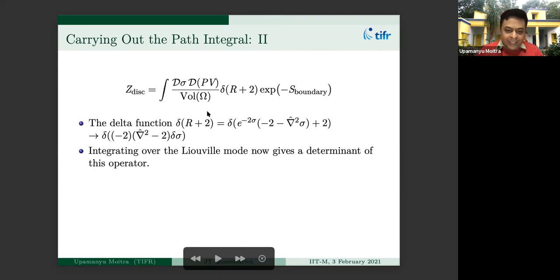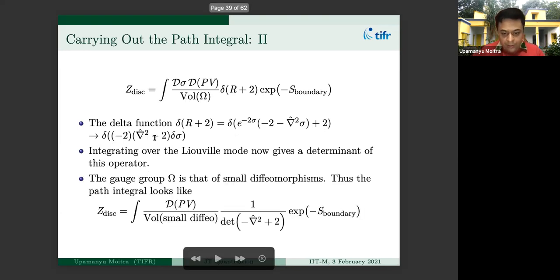And in terms of the Liouville mode, the argument of the delta function looks like this. And if we linearize it around sigma equals 0, we get something of this form with this del hat square minus 2 delta sigma. And now when we integrate over the Liouville mode, we get an inverse determinant of this operator. Which is this factor over here.